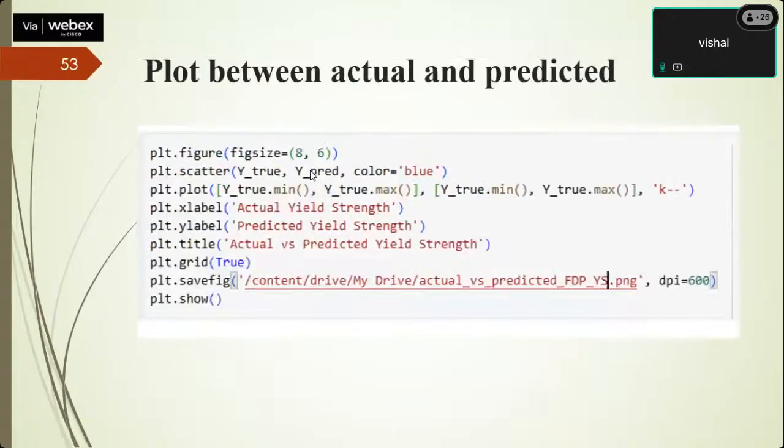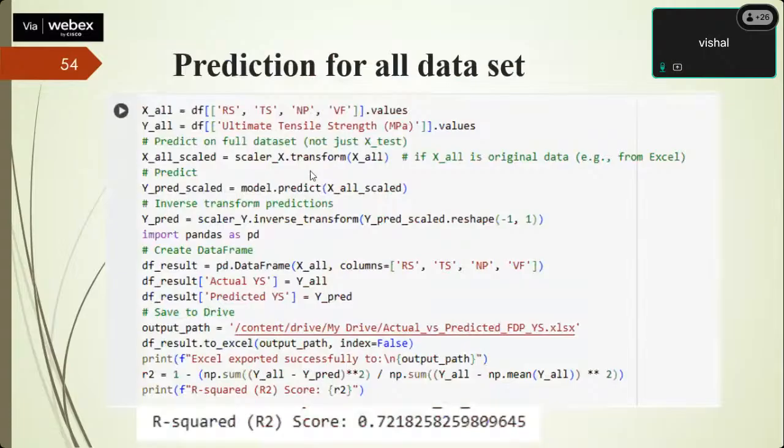If we want to plot, we have already plotted actual versus predicted for all data. In this case, you see 0.72. When we predict for all data, the R square value is 0.72, and in our case it is nearby 0.62. So still the model requires more modification.